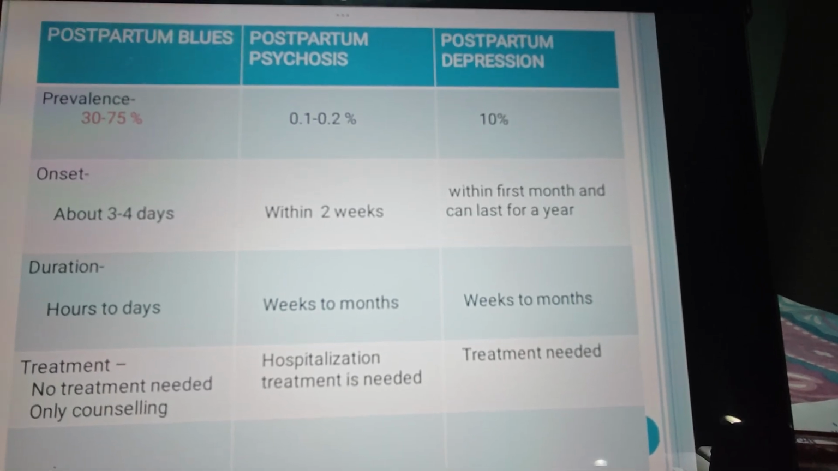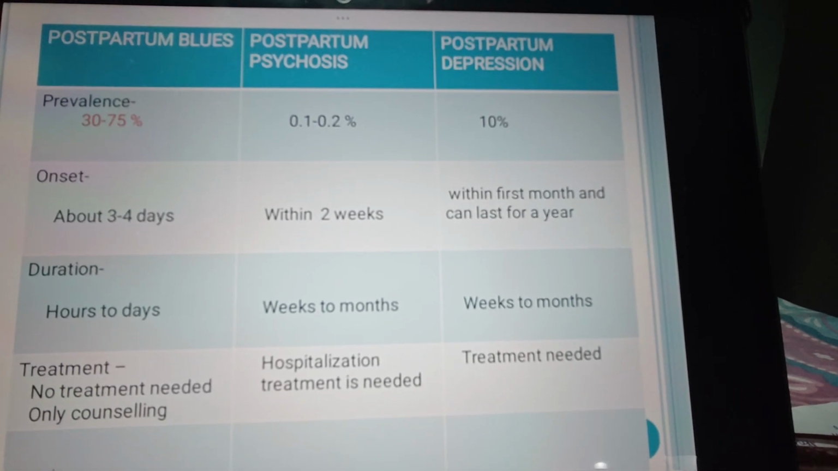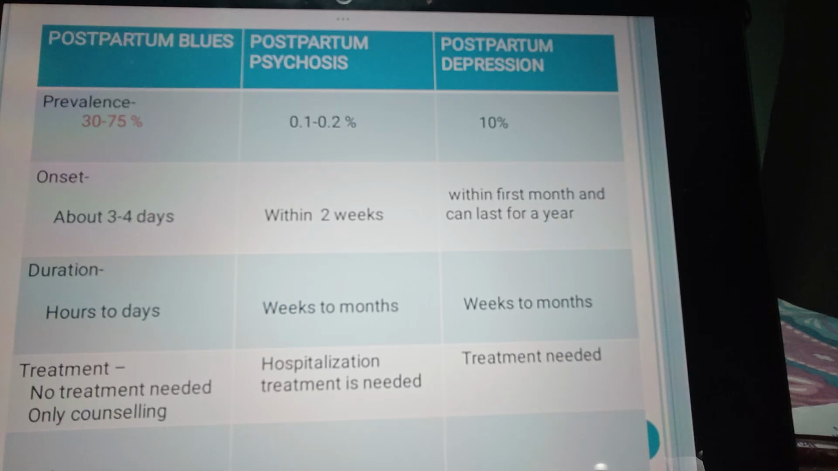So these postpartum depressive episodes can be divided into 3 parts: postpartum blues, postpartum psychosis and postpartum depression. The majority of the cases are of postpartum blues, that is 30 to 75% cases, while postpartum depression is around 10%, while psychosis is seen in around 0.1 to 0.2%.